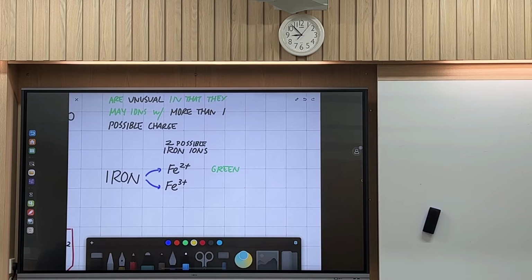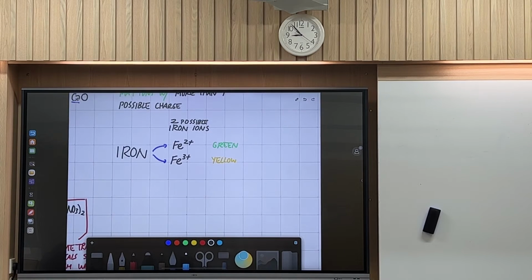Iron 3+ is yellow in color or even brown, depending on the concentration. Okay, so it's like tea. You know, the more concentrated the tea is, the darker the color. So yellow or brown is just a matter of concentration.